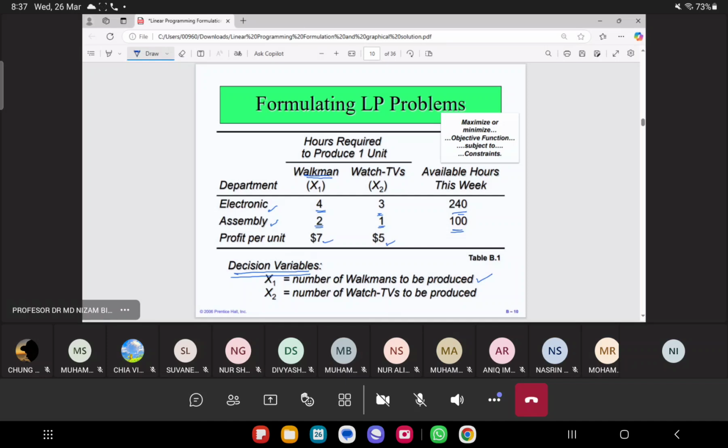And X2 is number of Watch TV to be produced. So whenever you say X1 is number of Walkman to be produced, X2 is number of Watch TV to be produced, this is what you need to decide first. What are the decision variables? And for these x1 and x2, you can use any variables. I can use y1, y2, or I can use x, y. You just have to be consistent. So for this particular case, x1 is number of Walkman to be produced, and x2 is number of Watch TV to be produced. So that's the first thing you need to do.